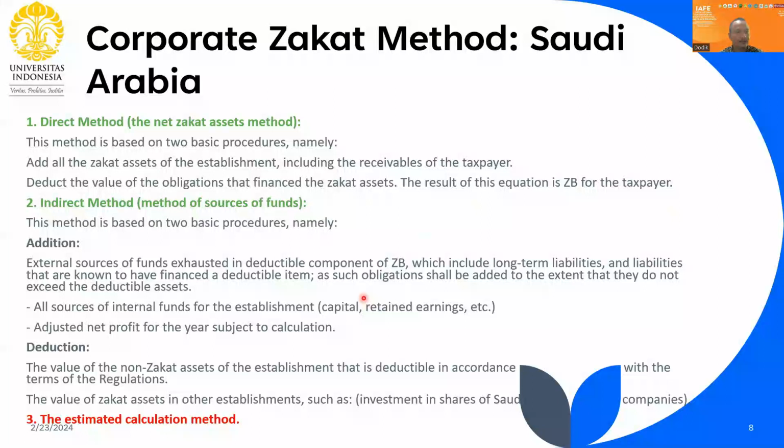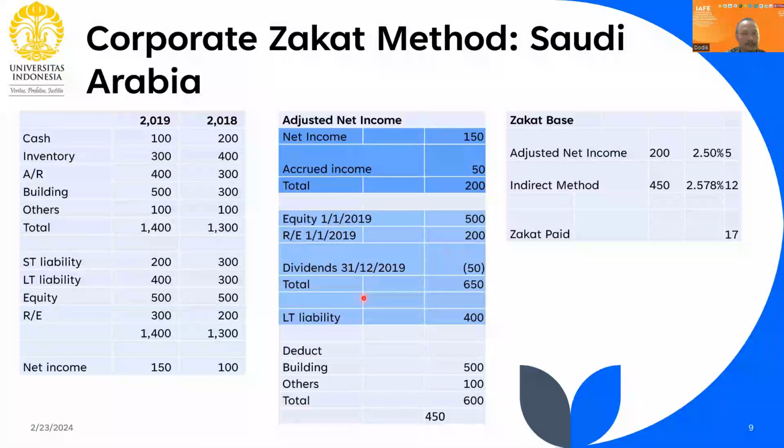And then the calculation method refers to the direct method and the indirect method, which is similar to the AAOIFI, the Bahrain method. It's totally the same. And the third method is the estimated calculation method, if there is no basis for the zakat calculation. This is the corporate zakat method in Saudi Arabia.